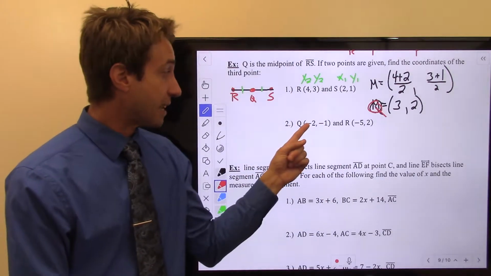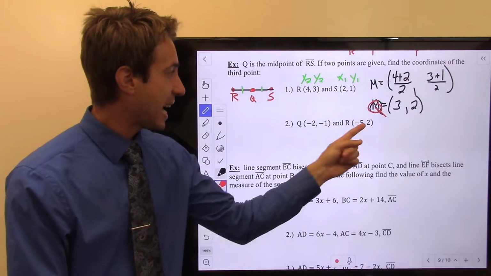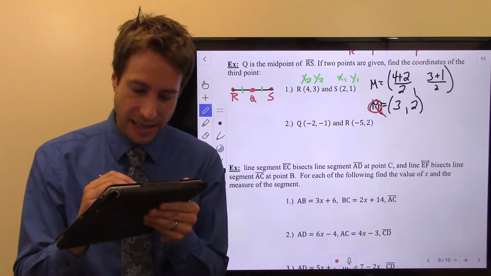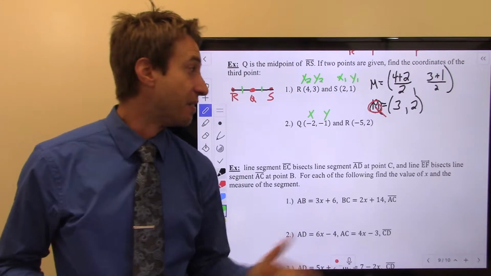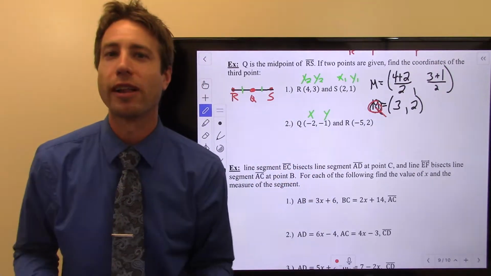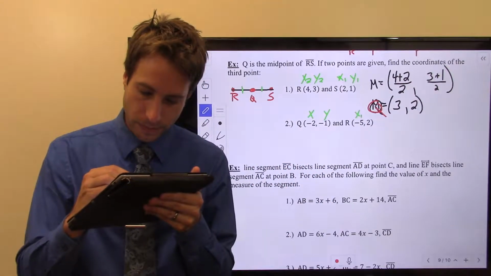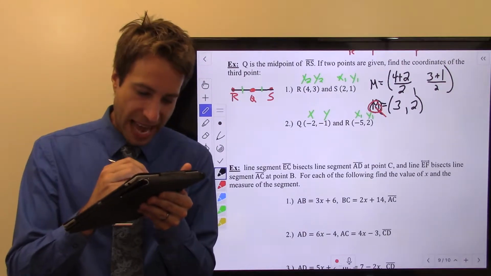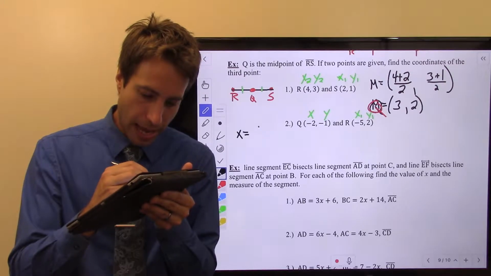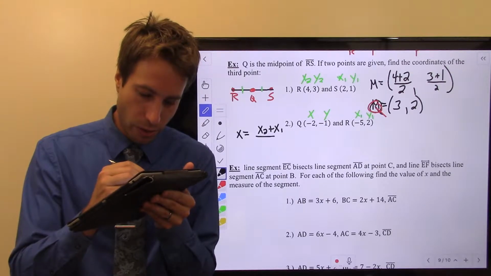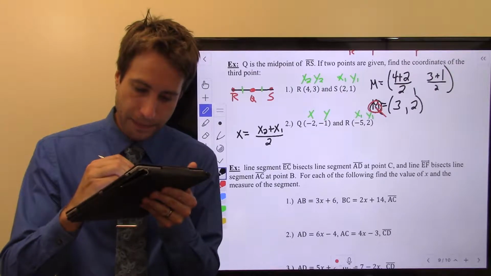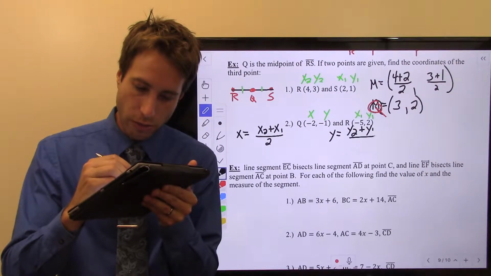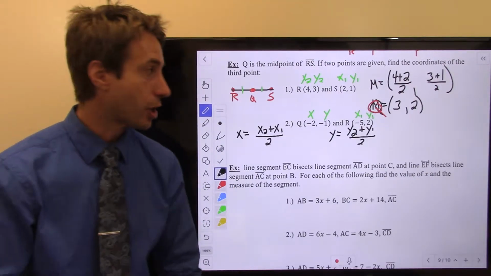Next one, I've given you Q, so that is the midpoint, and I've given you R. So here's one of those ones where you have already been given the XY coordinate. This is going to be an endpoint. Let's go and call it x1, y1. So set up your formula where you're going to have x is equal to x2 plus x1 over 2, and y is equal to y2 plus y1 over 2. Now, it's plug and chug. Plug and chug, don't fat finger something.